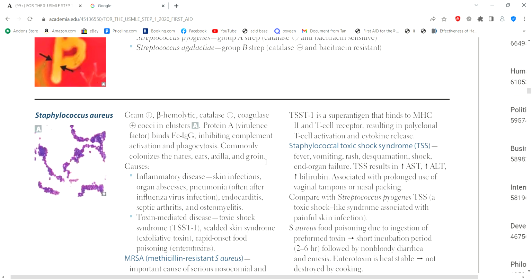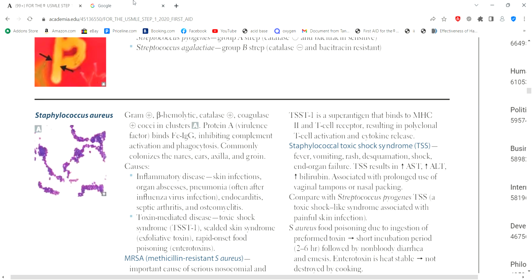Now we can go on to protein A. What is protein A? It is a virulence factor. Protein A binds to the Fc region of IgG, so that IgG cannot bind to Staph aureus, which prevents phagocytosis. What does that mean?